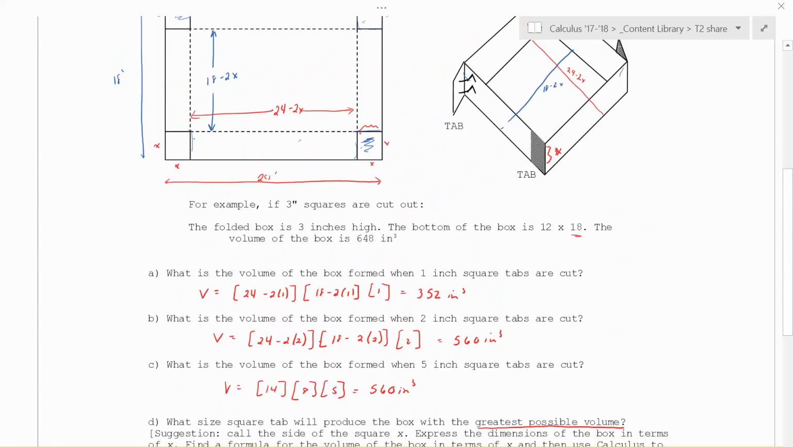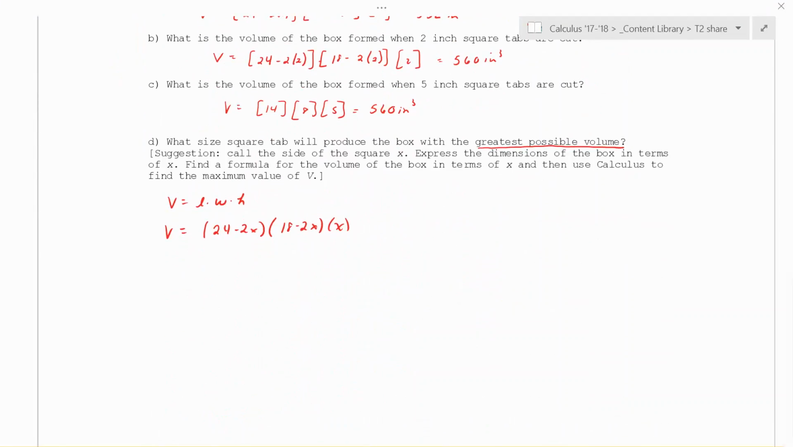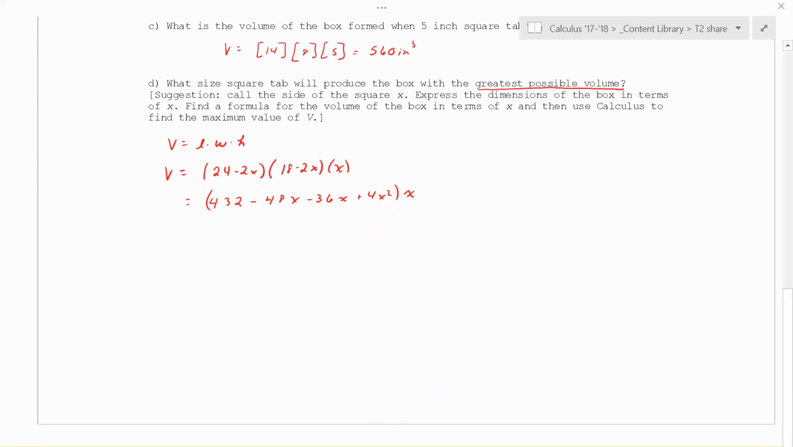Because again, remember, I folded up the height of this square is x, and my length is the entire 24 minus an x and minus another x. And my width is 18 minus an x and minus another x. Tidying that up, multiplying out these binomials using distributive, I've got 432 minus 48x minus 36x plus 4x squared, and I'm still going to need to multiply that by another x.